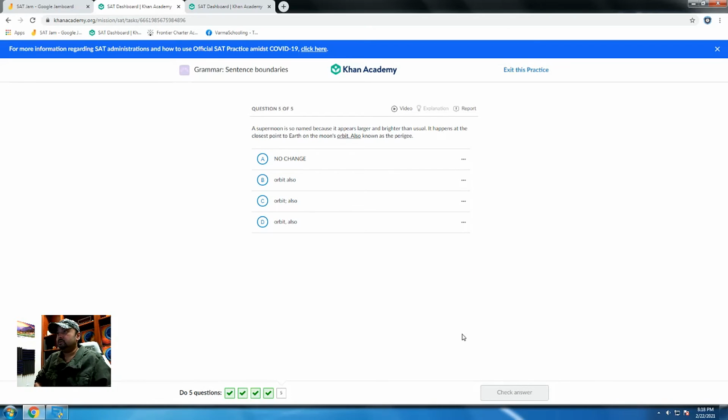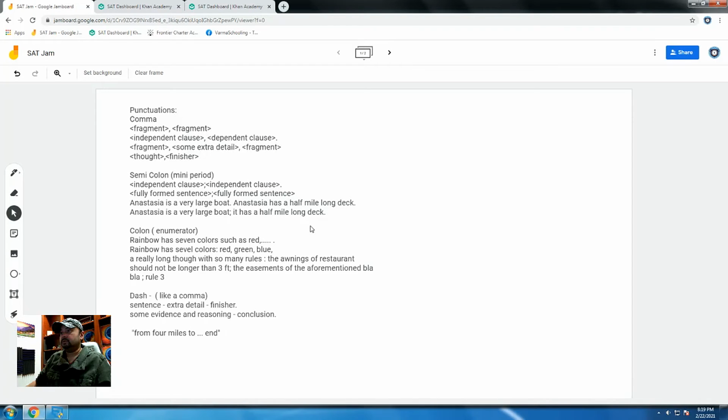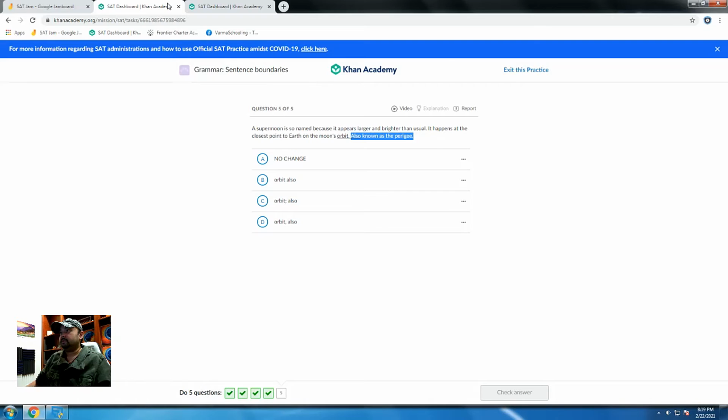A supermoon is named because it appears larger and brighter than usual. It happens at the closest point to Earth on the moon's orbit, also known as the perigee. Okay, so this part is an extra detail. So kind of like what we were talking about, a finisher, some extra detail, or some evidence in reasoning, dash, conclusion. So when something like that happens, you can use a dash or a comma. So it'd be that.